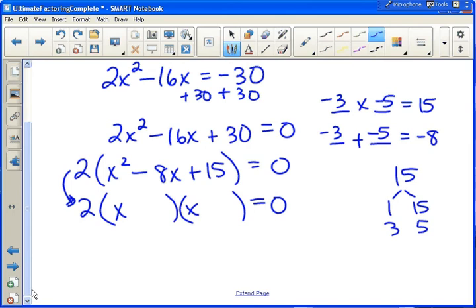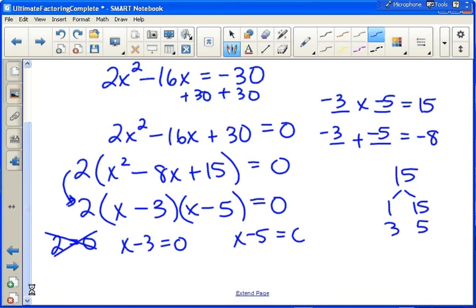Now that we have it factored, we need to set each piece equal to 0. Well, 2 equals 0 actually doesn't make any sense. So if there's no x, you really don't have to worry about it. It's not going to affect your final answer. So the 2 doesn't give us anything. X minus 3 equals 0 and x minus 5 equals 0. We add 3 to both sides and get x equals 3. Add 5 to both sides and we get x equals 5.